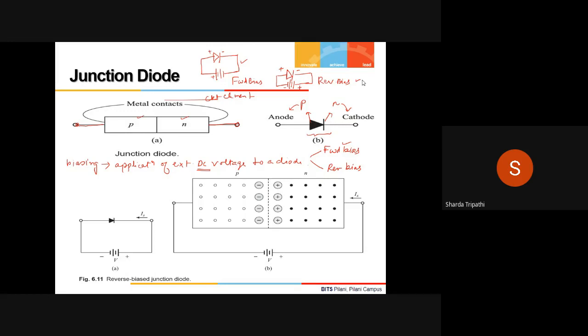So let us start with reverse bias. Here in figure 6.11, they have shown the reverse biasing. You see this is the P side of the diode, and this is the N side of the diode. As we just mentioned, here the P side is connected to the negative of the battery and the N side of the diode is connected to the positive of the battery.